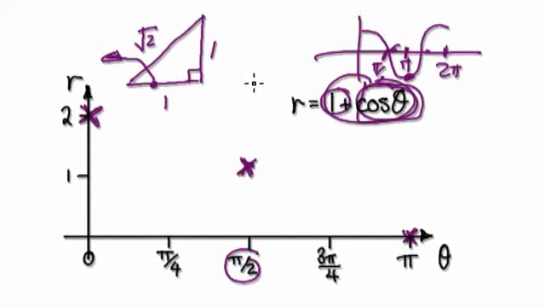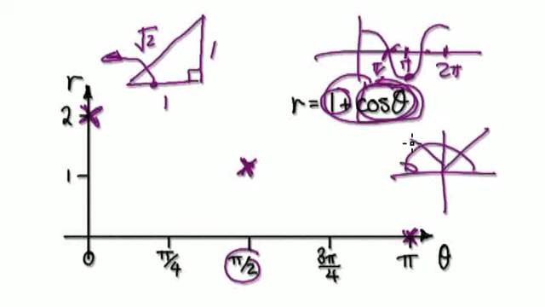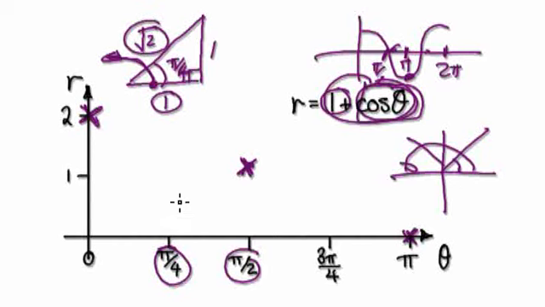So cos, this is like 45 degrees because this is pi cut into 4. This thing here is like 45 degrees, which is pi over 4. So cos pi over 4 will be 1 over root 2. 1 over root 2 will be somewhere around here.